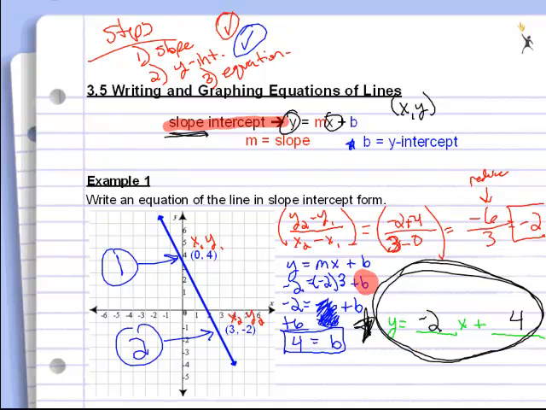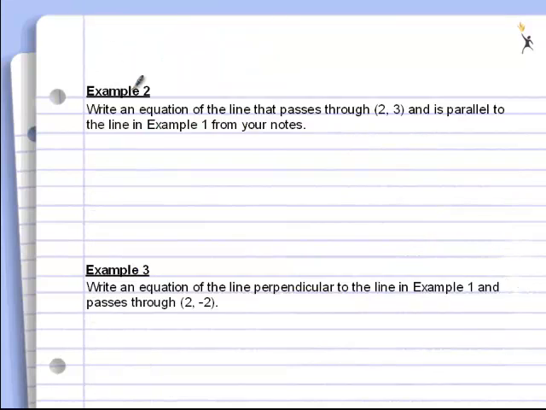Now, let's go to the next page. Example 2 says, write an equation of the line that passes through this point, this x, y, and is parallel. I'm going to stop. I'm going to highlight that because that's muy importante. Is parallel to the line in example 1 from your notes.